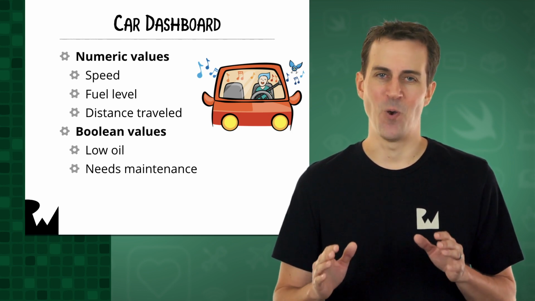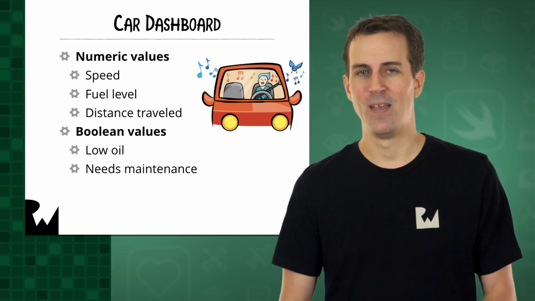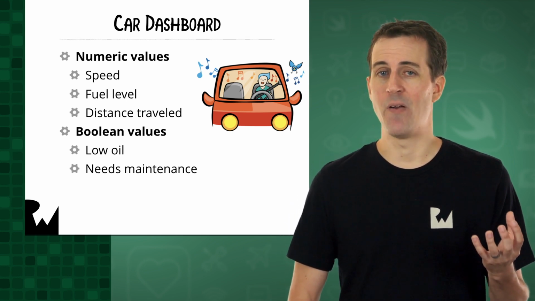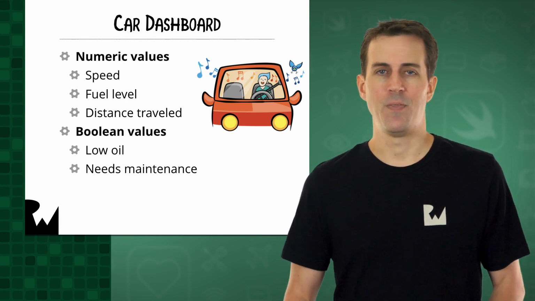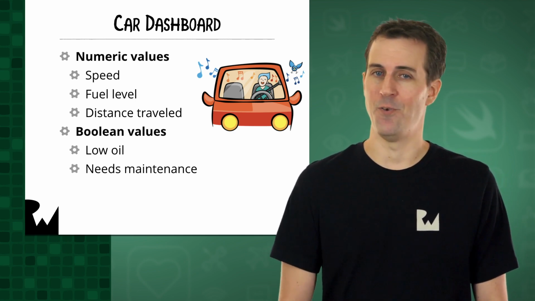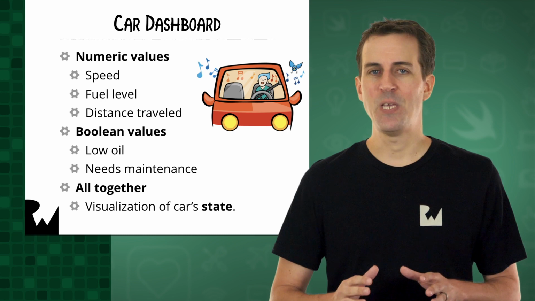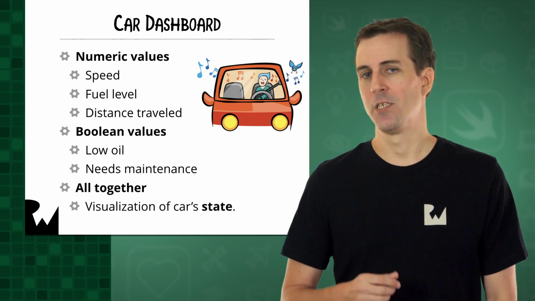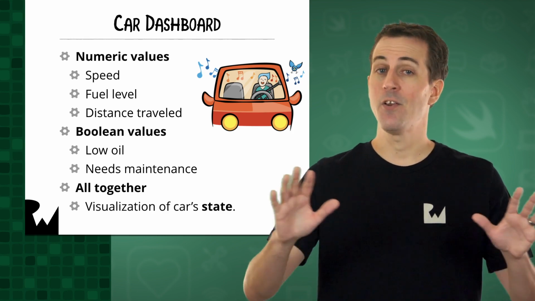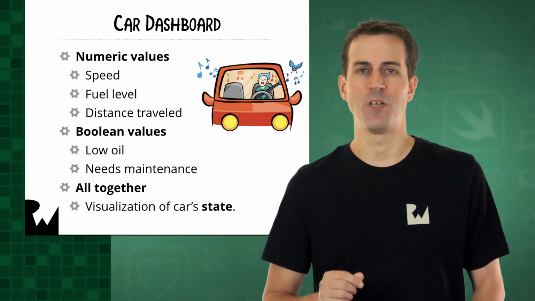Dashboards also have warning lights, such as the low oil warning light or the "it's time to take the car to the shop for some overpriced maintenance" light. Each of these lights is either on, indicating that there's a problem that needs the driver's attention, or off. This on-off, true-false information can be described as a Boolean value. So the information on a car's dashboard, such as speed, fuel level, whether or not the car needs maintenance, taken all together, is a visualization of the car's state.